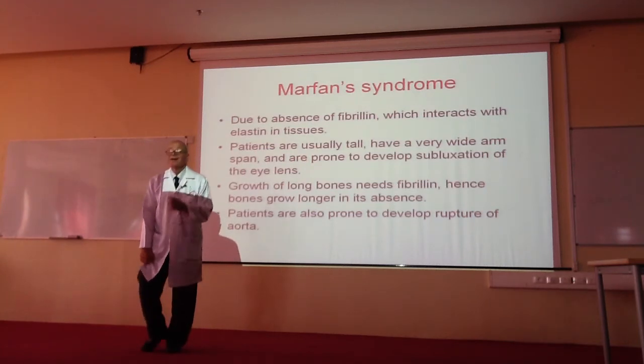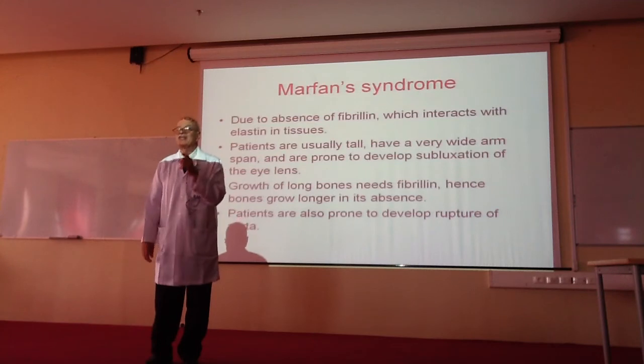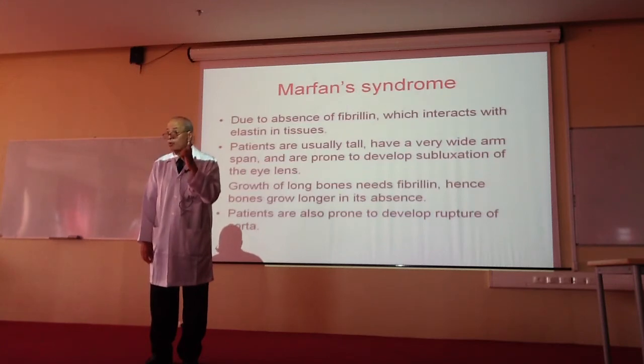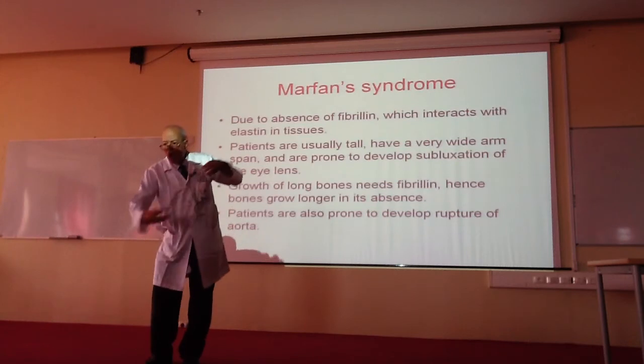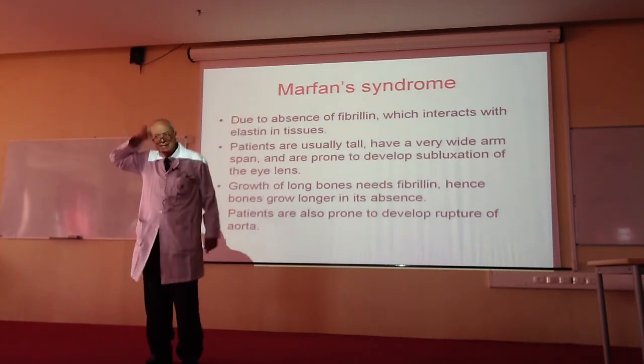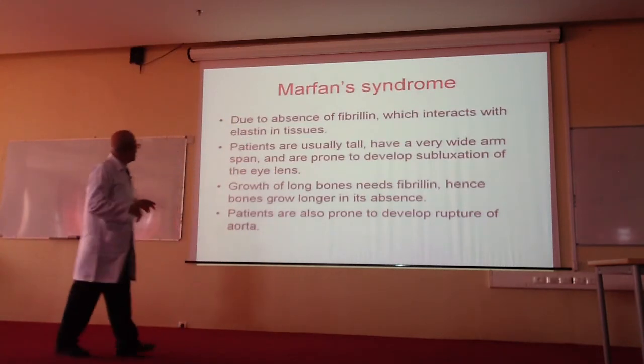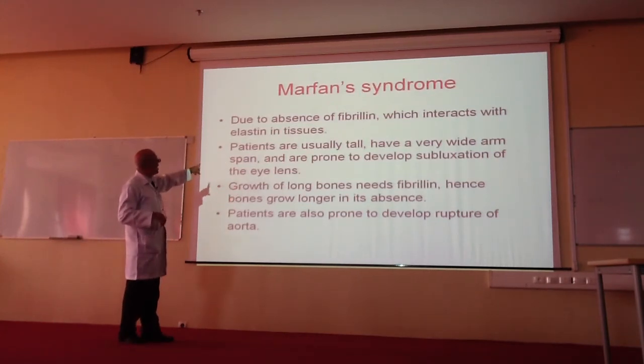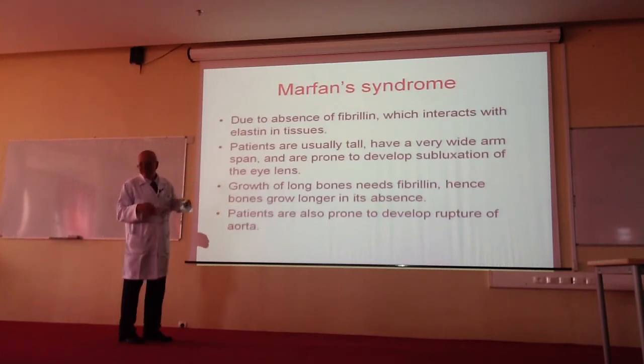Because wherever connective tissue is present, it contains elastic fibers, even bone, even if in small amount. And the presence of deficient elastic fibers gives more development of the bone in this case. Patients are usually tall, have a very wide arm span, and are prone to develop subluxation of the lens.